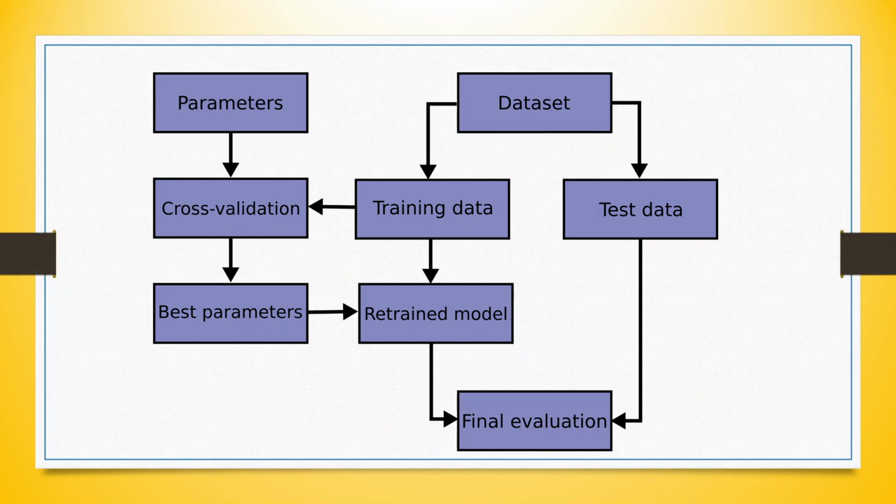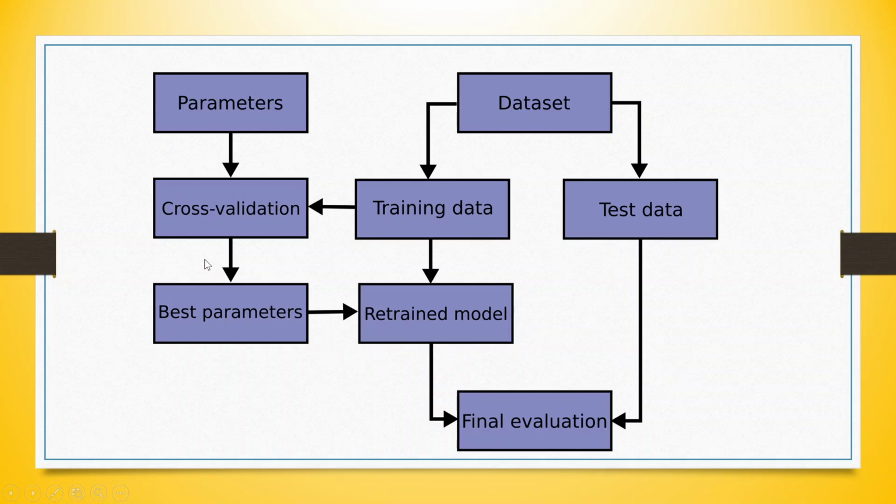Let's see how we run the cross-validation. The data set is split into the training and testing data. The training data we consider for the cross-validation. The parameters are inserted into the cross-validation and the best parameters are extracted. These best parameters are again used to retrain the model. The final evaluation is done on the testing data.